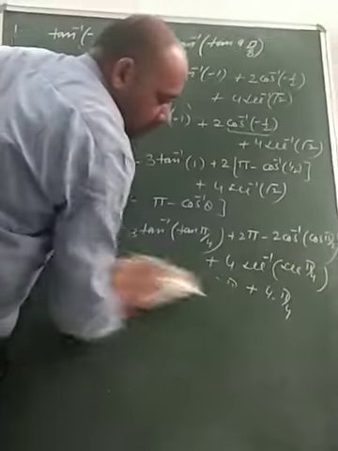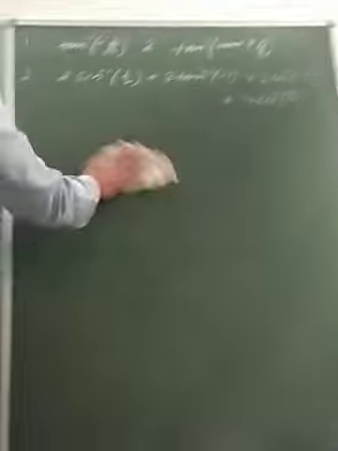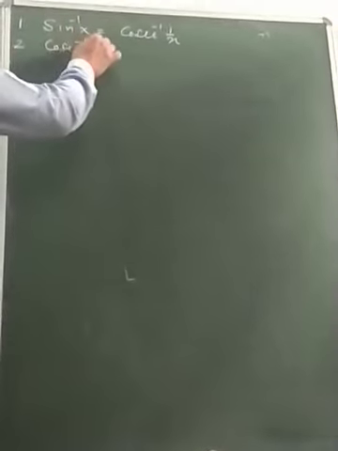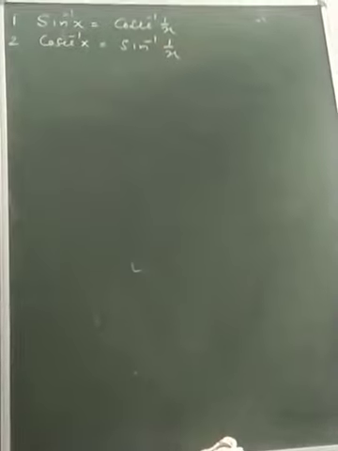Okay. Now some properties of inverse trigonometric functions. First is sine inverse x written as cosecant inverse 1 by x, and the same, cosecant inverse x as sine inverse 1 by x.